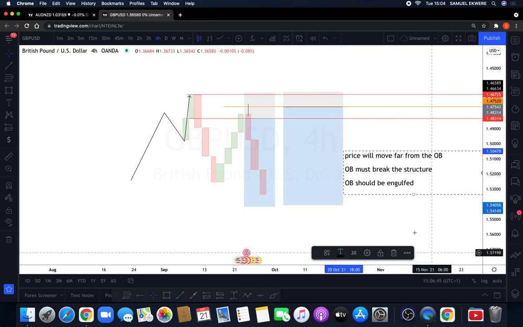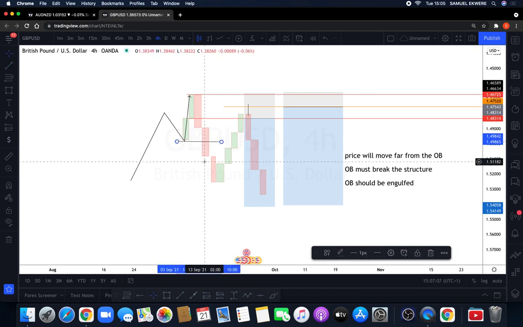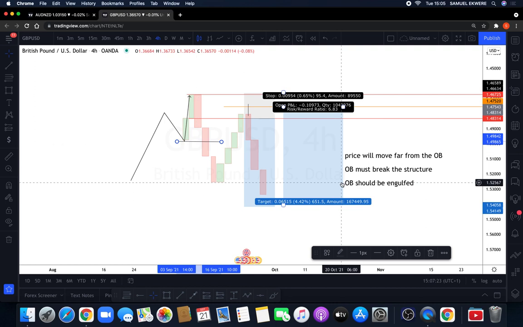Now, if you look at this, these criteria are here, right? First, this particular OB was engulfed by the second candlestick. So we have number one. Then number two, this OB broke this structure. So the OB made this break of structure, right? That should change the trend. And then the third one: price moved far from the OB. You see how impulsively the price sold down, far from the OB. So this is a high probability order block for us, right?